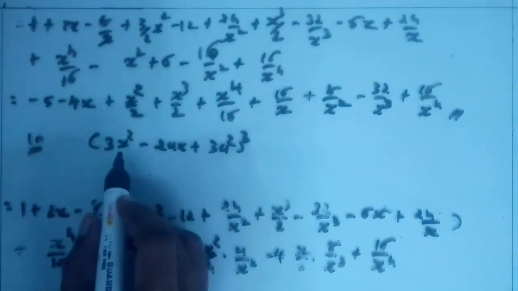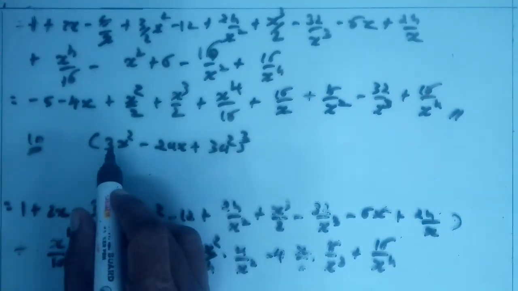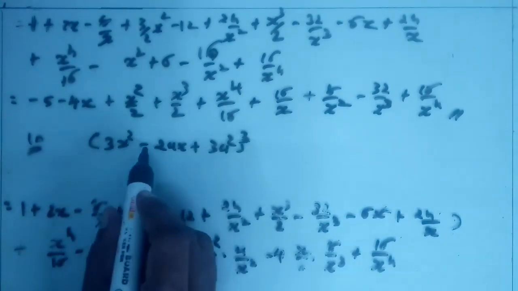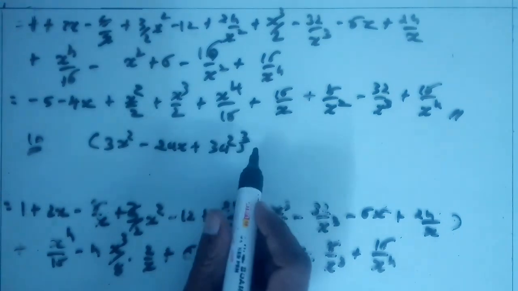Similarly solve question number 10 using binomial theorem: 3x square minus 2ax plus 3x square raised to 3.